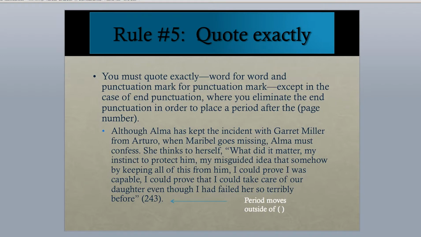Rule 5, quote exactly. So you do have to quote word for word, punctuation mark for punctuation mark, except in the case of end punctuation, where you eliminate the end punctuation in order to place a period after the page number. So you have the power, when you are using outside sources, to move all end punctuation to the outside of the parentheses, which will contain your page numbers, okay?